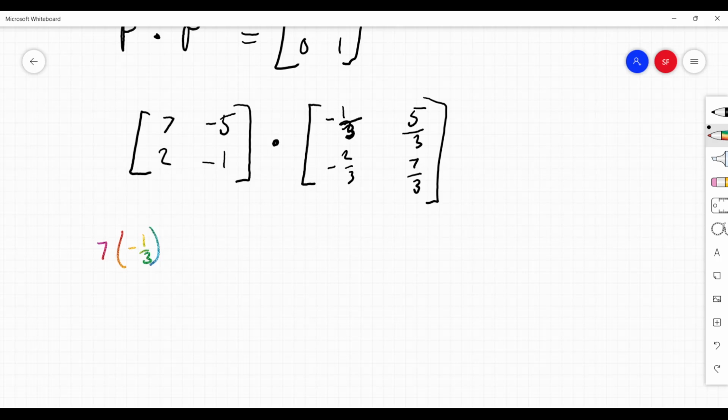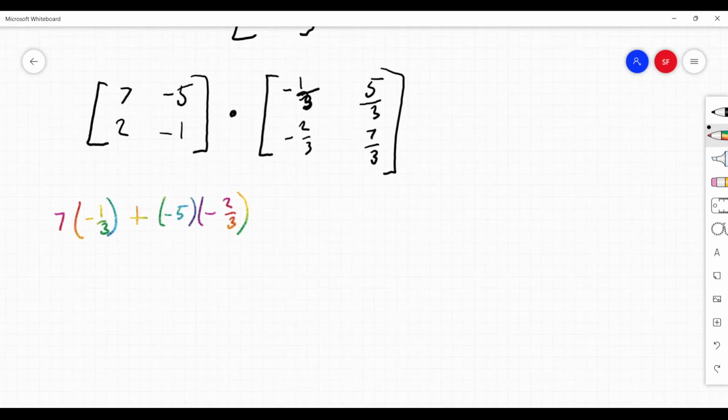What do I put here? Plus, yeah, plus that one. Plus -5 times -2/3. And then you do 7 times 5/3 plus -5 times 7/3. And then do the same thing on the bottom.